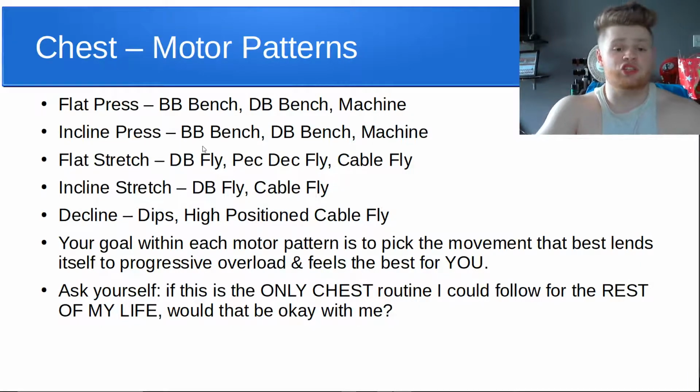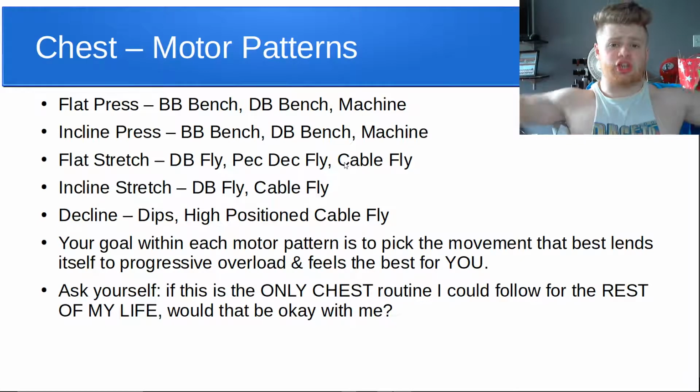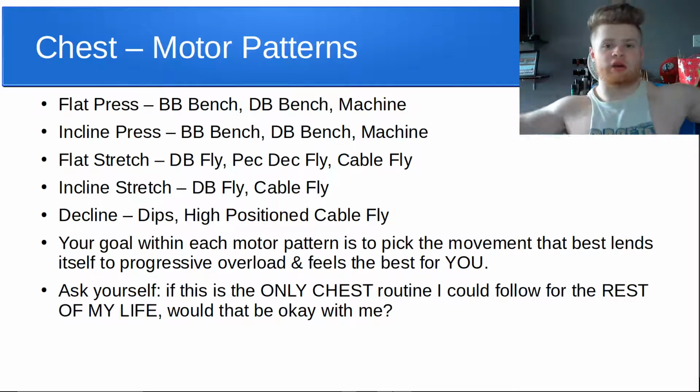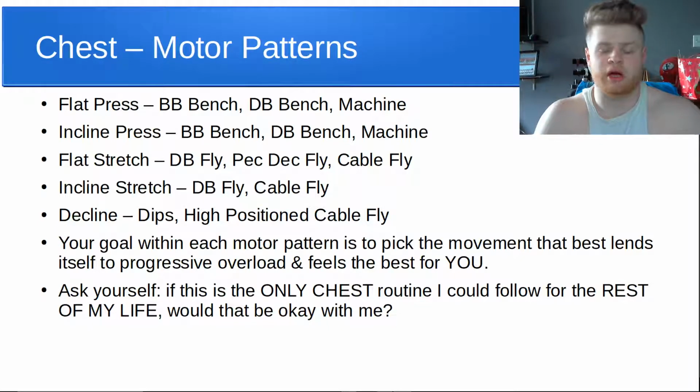Now for the flat stretching movement, I'm a big fan of the pec deck personally. The cable machine in my gym is kind of shitty, in that the handles are very, very wide apart. So instead of pulling my chest back and stretching it, I feel like it pulls my arms out and I get a lot of stress in the shoulder. So I don't like to do a lot of cable flies in my gym. I like to do a lot of the flat pec deck flies.